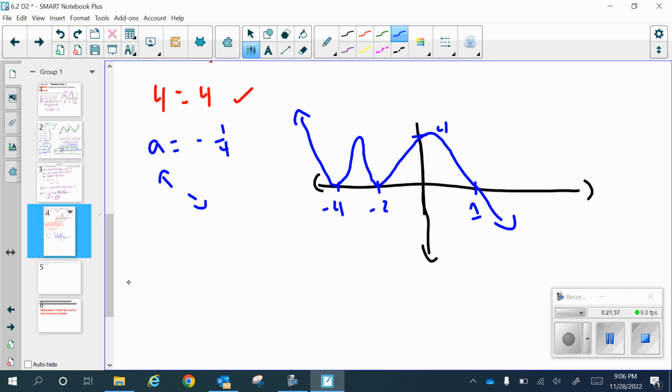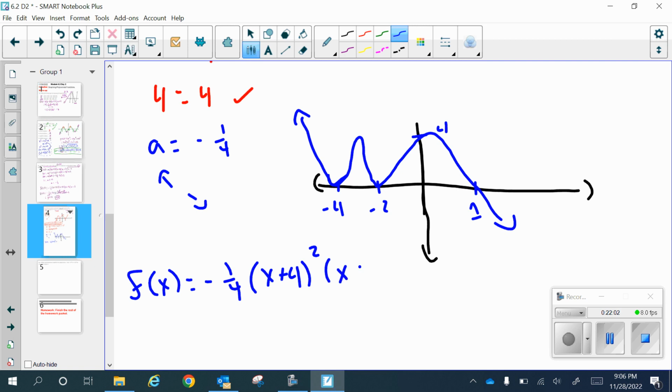So if I was to write my function from this graph, I get f of x equals this leading coefficient of -1/4 multiplied by each of these x-intercepts. So x minus -4 is x plus 4. And I'm tangent at that point, right? I touched it and I bounced back off. So that means I'm going to be squared there.